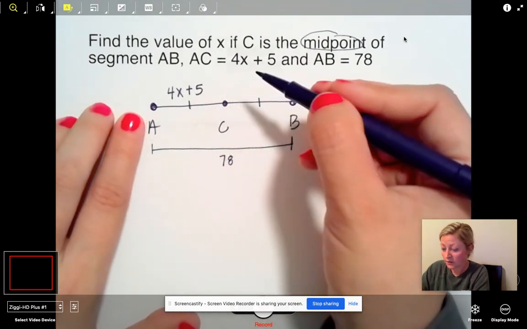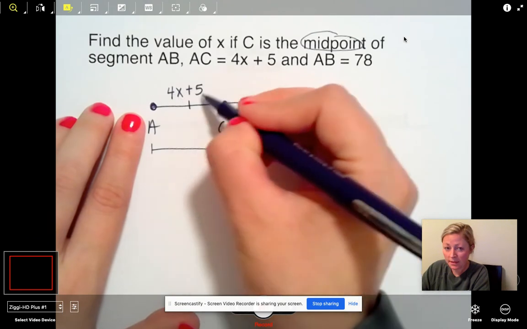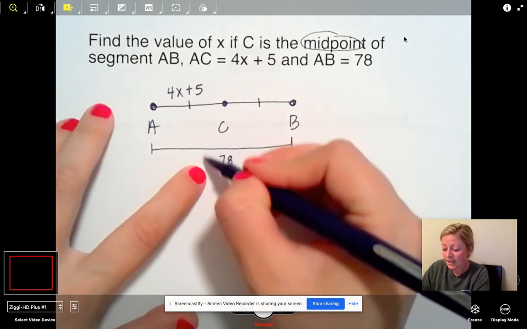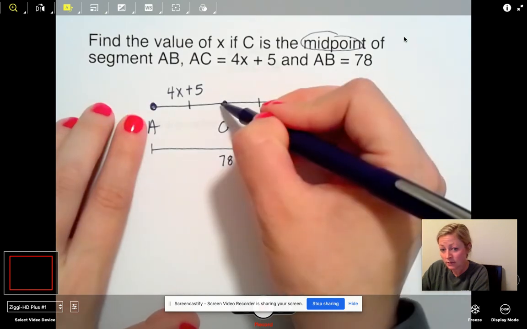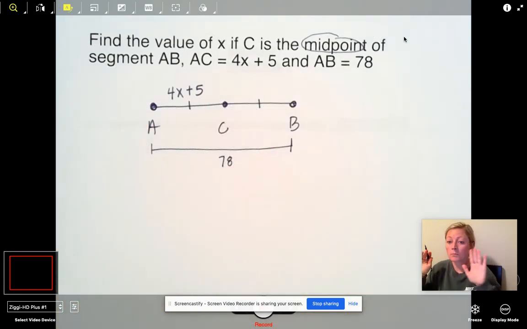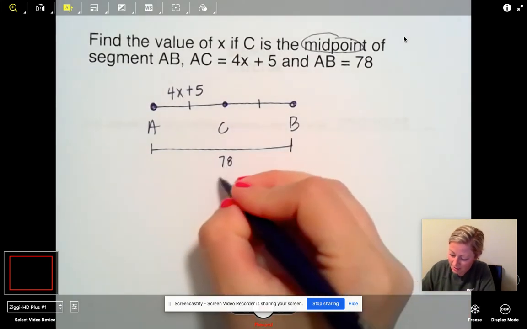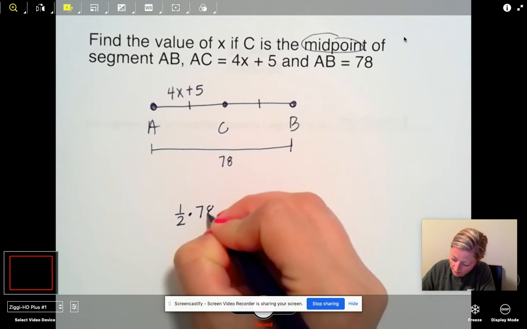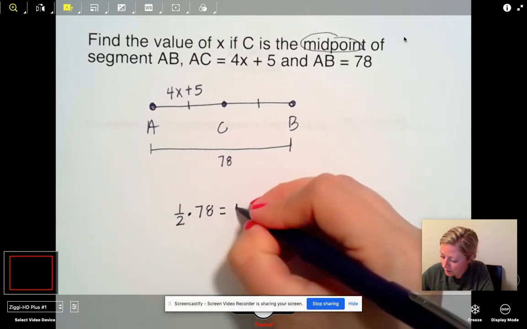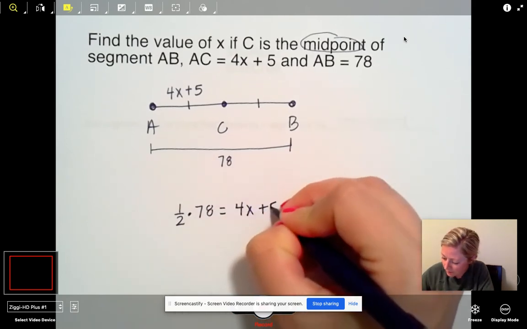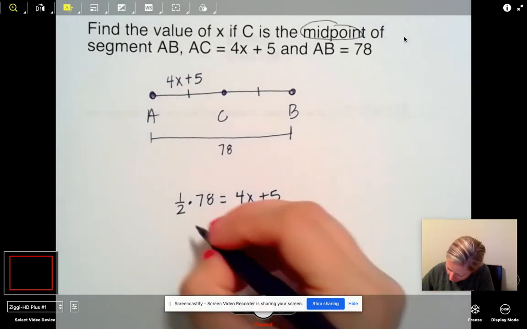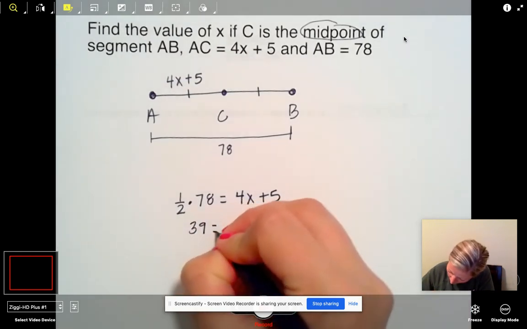So we could do one of two things. I can double this and set it equal to 78, or I can take half of 78 and set it equal to this. Both are fine. You do whatever your little heart desires. I think I'm going to take half of 78 and set it equal to 4x plus 5. So half of 78 gives me 39.